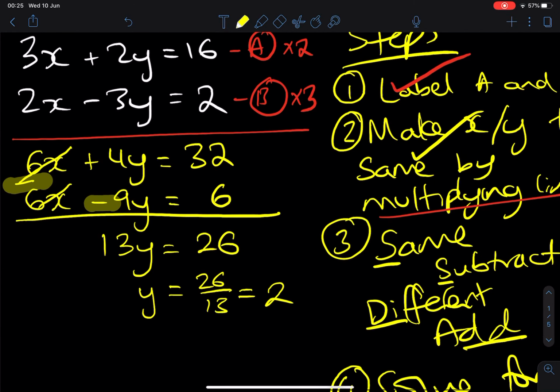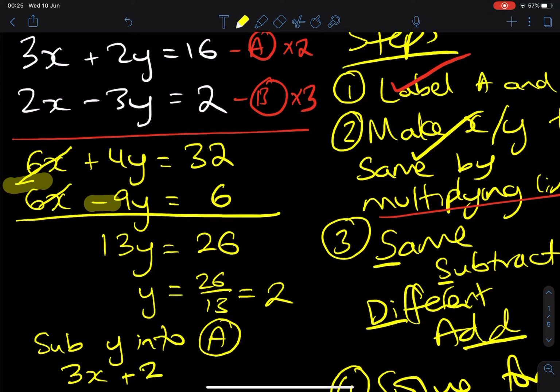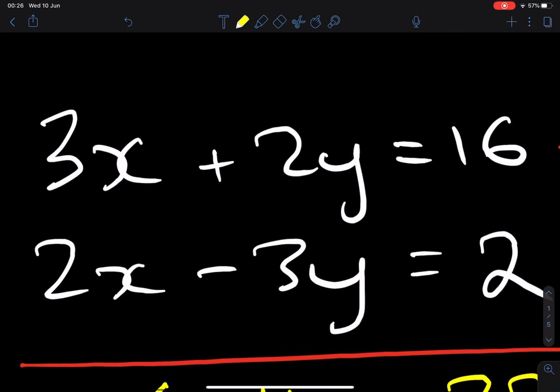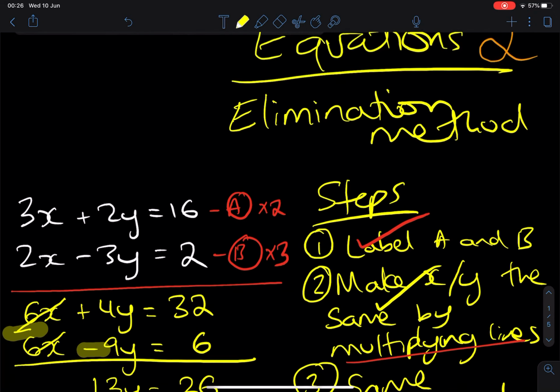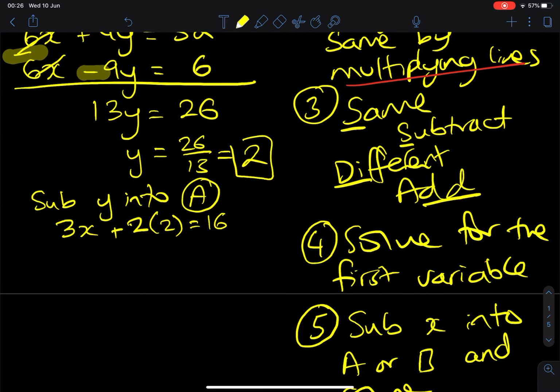So I'm going to write this down. Sub y into A, which is 3x plus 2y. Now 2y means 2 times y. In this case, y is 2, and it's equal to 16. So I've literally copied this down, but instead of y, I've substituted in 2, which I've worked out. And now I just solve it.